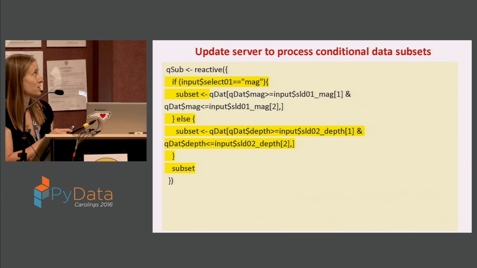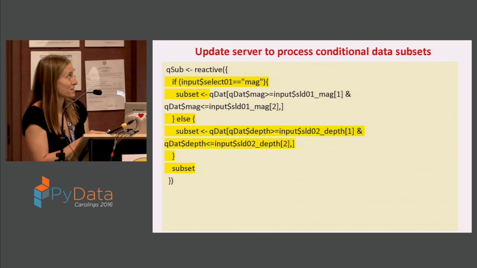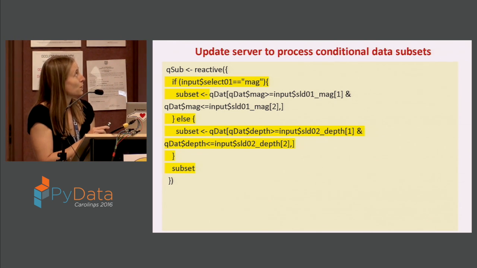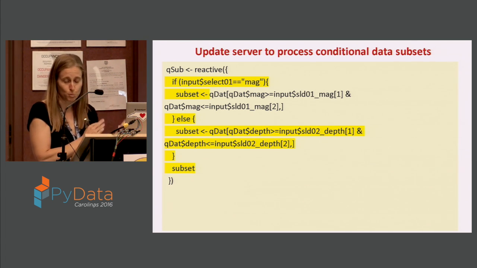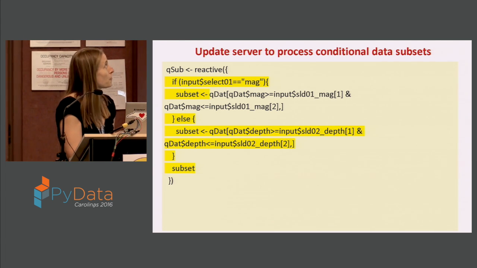There's a couple of different ways you could do this. I did this because it's probably familiar and fairly easy to code because you can copy paste and take advantage of repetition. But so if the input from select 1 is the magnitude value, then the subset is going to be subsetting based on magnitude, the slider inputs from the magnitude values, or if it's depth, which was the other option, then we're going to be pulling the subset based on values in the depth column. And then after our else statement, we just have our data because that's what's going to get returned when we run q sub open close parentheses for that function.